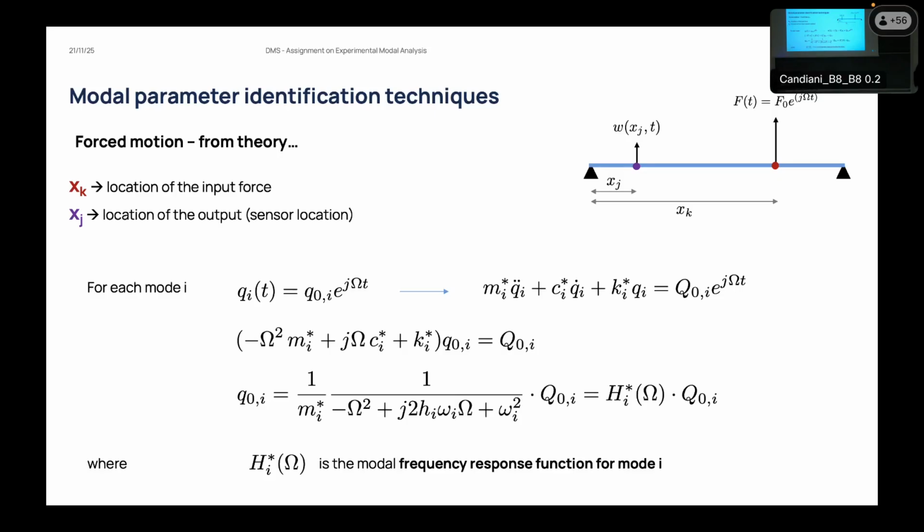What do we have here? So 1 divided by mi star times minus capital Omega square and so on. This is the frequency response function associated to the mode number i.